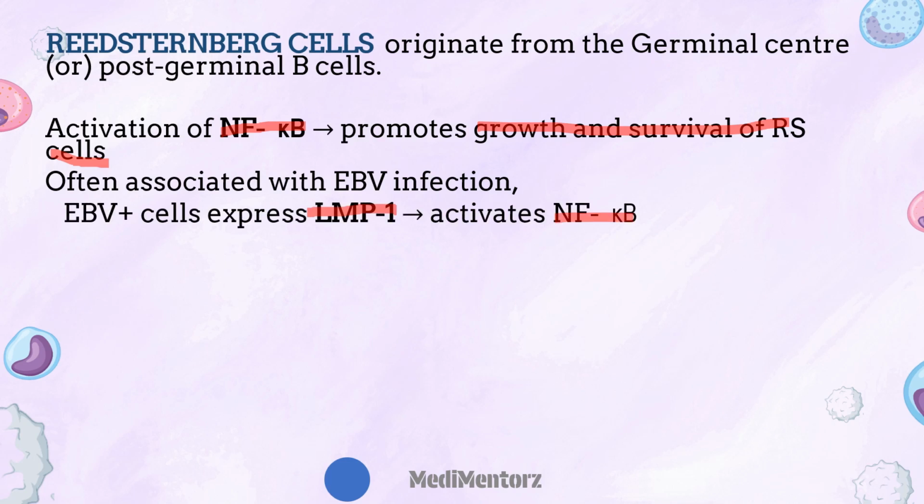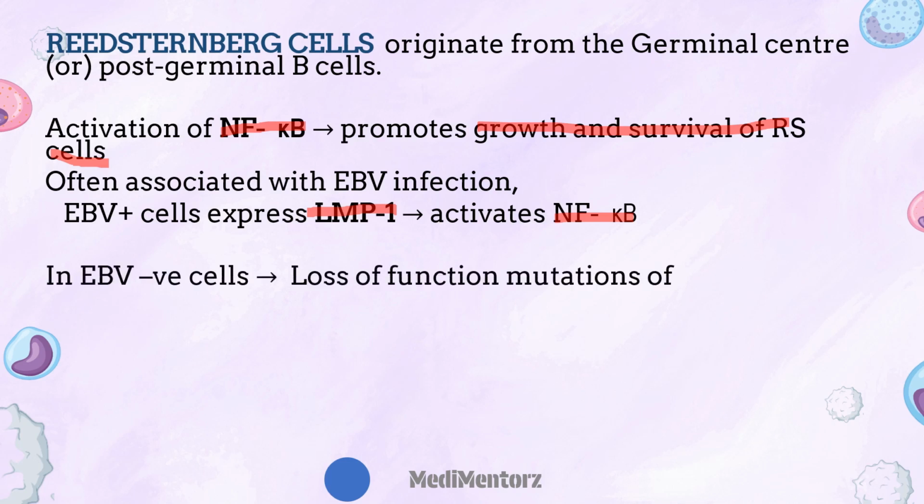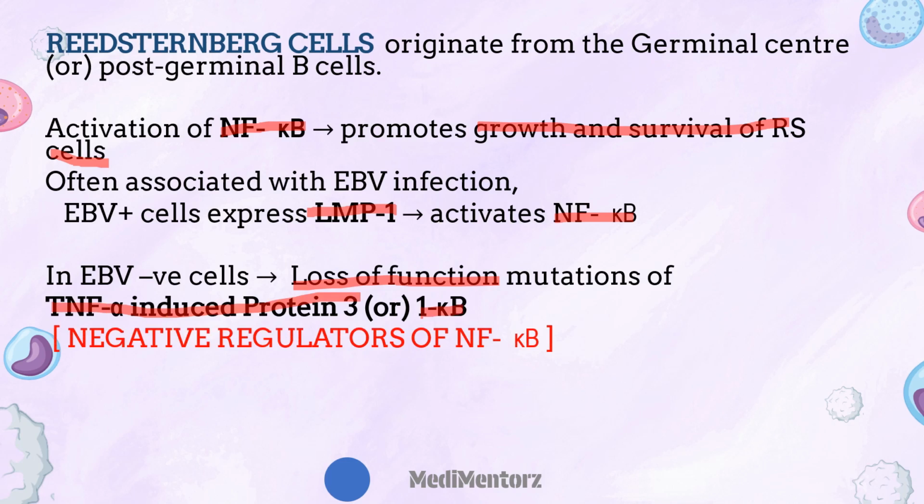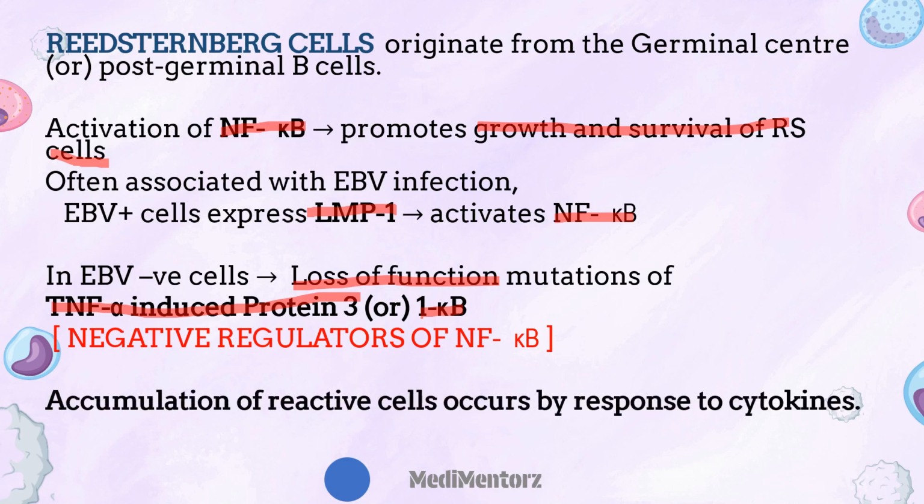In cells lacking the infection of Epstein-Barr virus, there are loss of function mutations of TNF-alpha-induced protein 3 or I kappa B. These are basically the negative regulators of nuclear factor kappa B. Since negative regulation is lost, there is overexpression of nuclear factor kappa B, which promotes the growth and survival of Reed-Sternberg cells. Other than Reed-Sternberg cells, there is also accumulation of other reactive cells, which occurs in response to various cytokines.